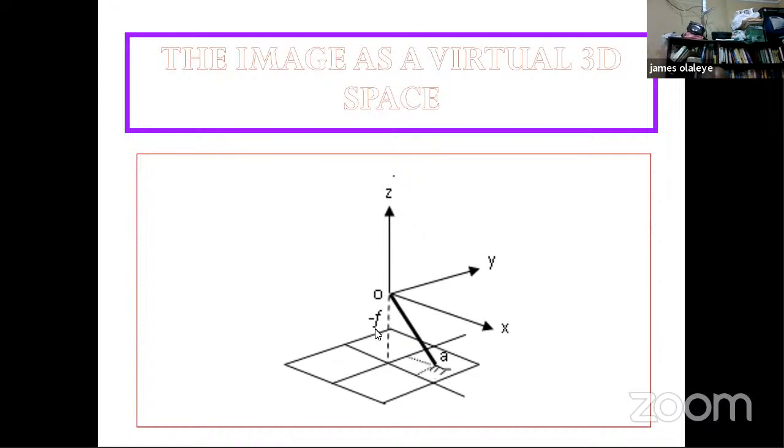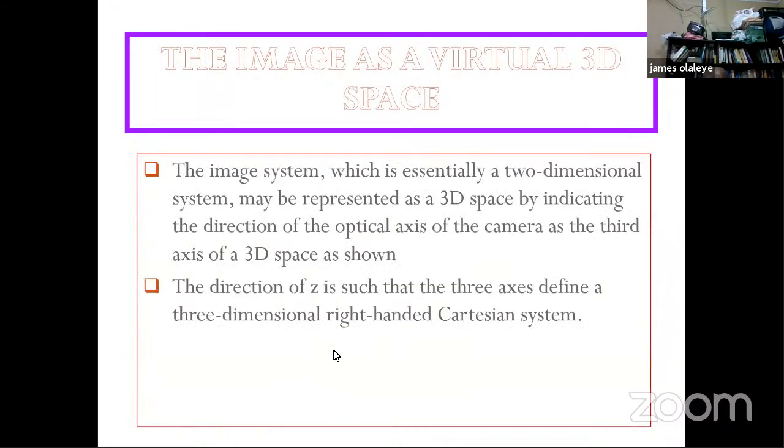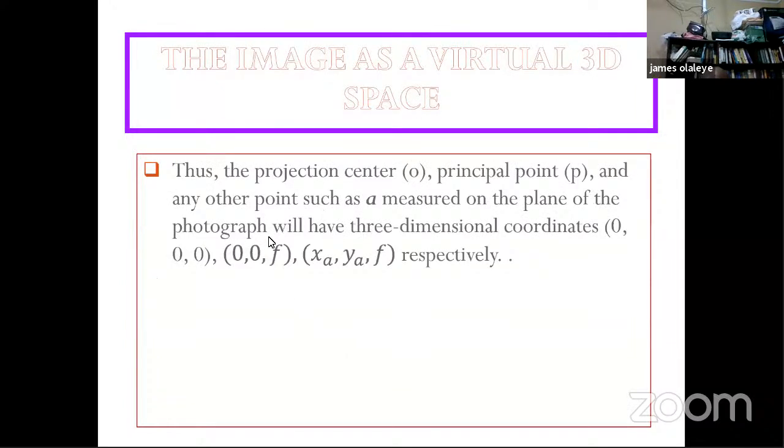So the F is written as negative here because the image is supposed to be assumed to be a negative image. If we put it on the positive side, it becomes plus F. So the origin of this coordinate system is at the lens position, and has coordinate 0, 0, 0. The point below here will have 0, 0, minus F, and the point where A is will have XA, YA, minus F.